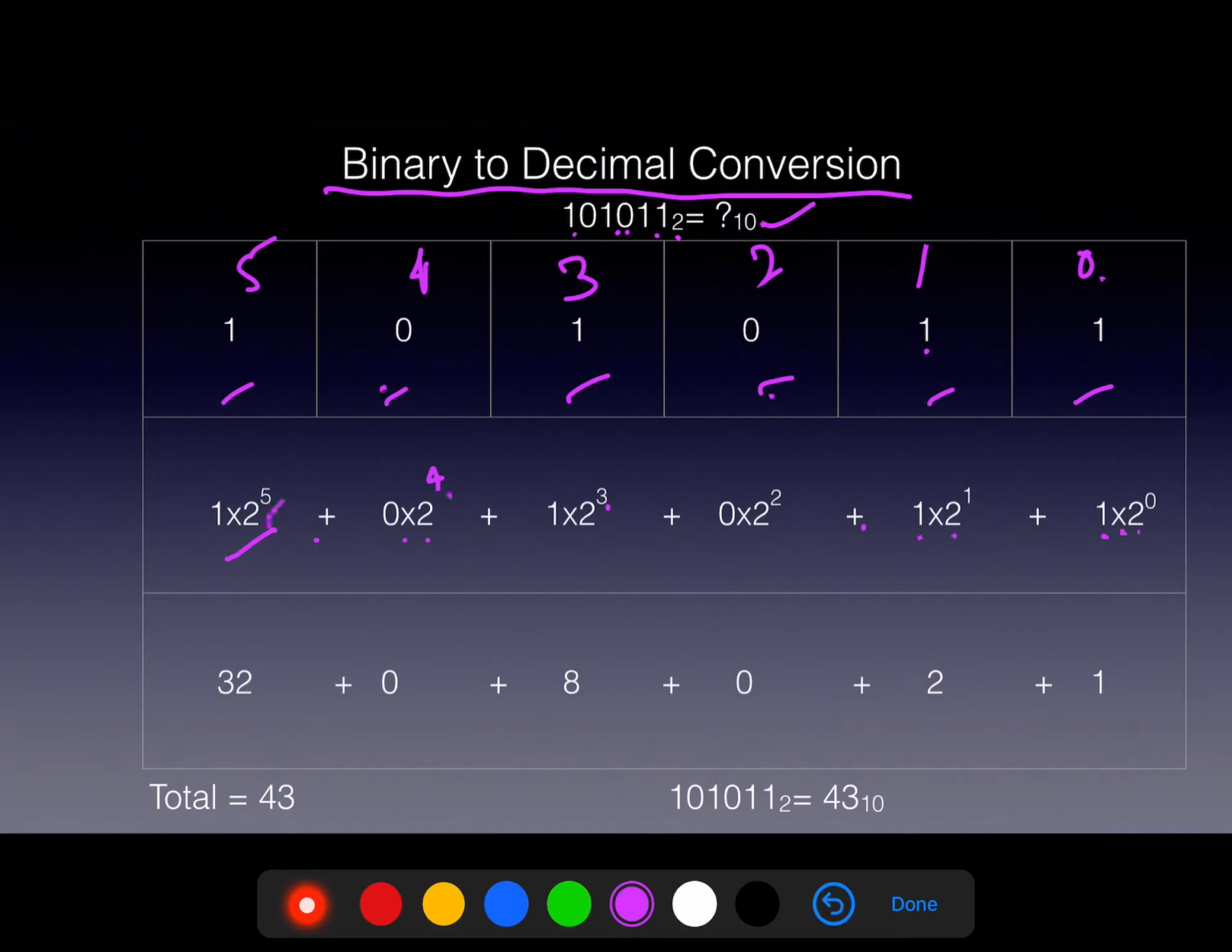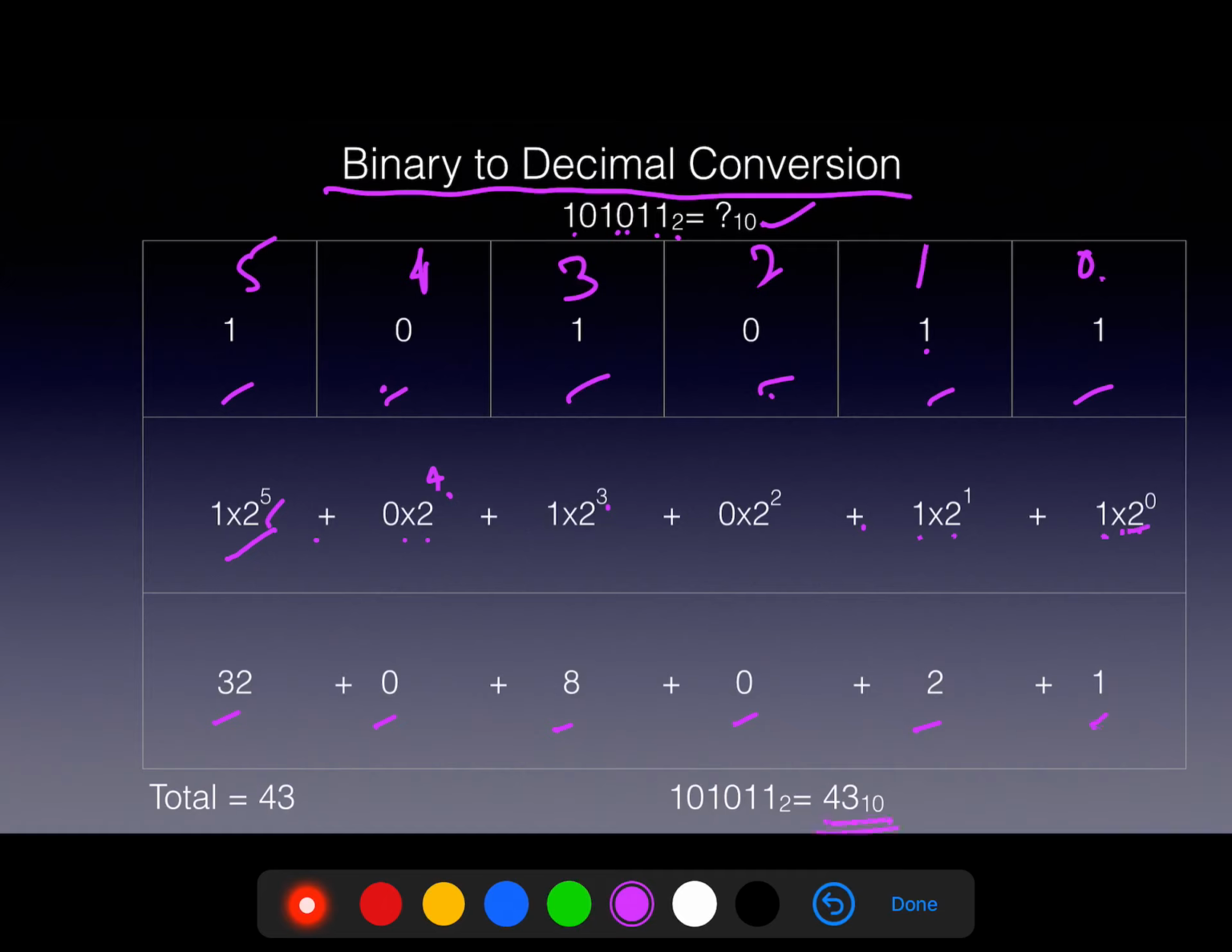Now simplify it. That is quite easy. 2 raised to the power 5 is 32. 32 multiplied by 1 is 32, and any number multiplied by 0 is 0, so you can straight away leave that out. Then 2 raised to the power 3 is 8. Again, 2 raised to the power 2 multiplied by 0 is 0. Then 2 raised to the power 1 is 2, and 2 multiplied by 1 is 2. Then 2 raised to the power 0: any number raised to the power 0 is 1, and 1 multiplied by 1 is 1. Now you just do the sum. 32 plus 8 plus 2 plus 1 will again give us 43.